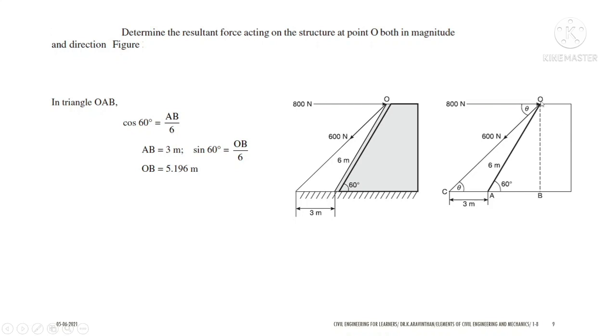And if you need the side of OB, you can use sin theta. Sin 60 is opposite by hypotenuse. So opposite is OB by 6. If you cross multiply this, cos 60 into 6 will become 3 meter, and AB is 3 meter. Now you find that this AB distance is 3 meter. So totally in this triangle you have 6 meter in the base, and OB is found as sin 60 into 6. You will be getting 5.196 as the vertical distance.